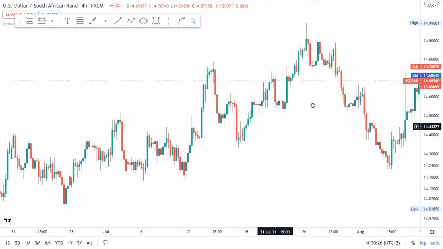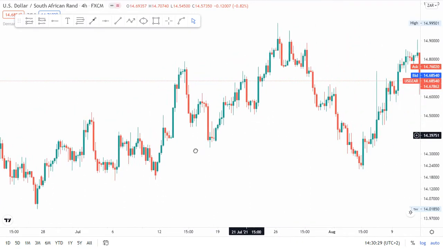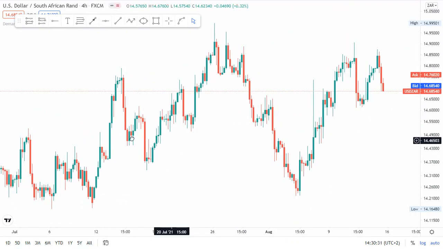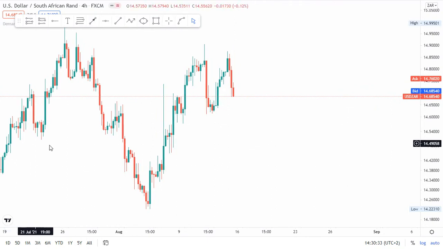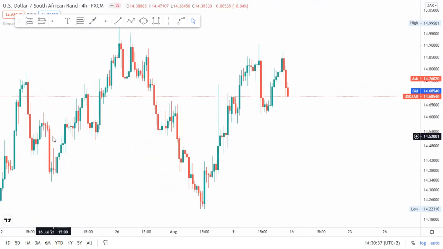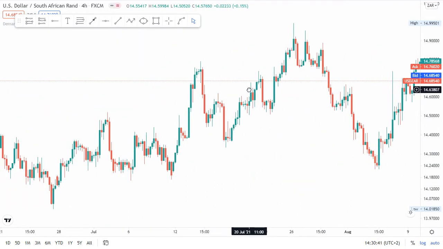So let's look at some examples. Remember, what did we say? When looking for these areas, we look for aggressive buying or aggressive selling. Simply, that's what these levels are: aggressive buying and aggressive selling.